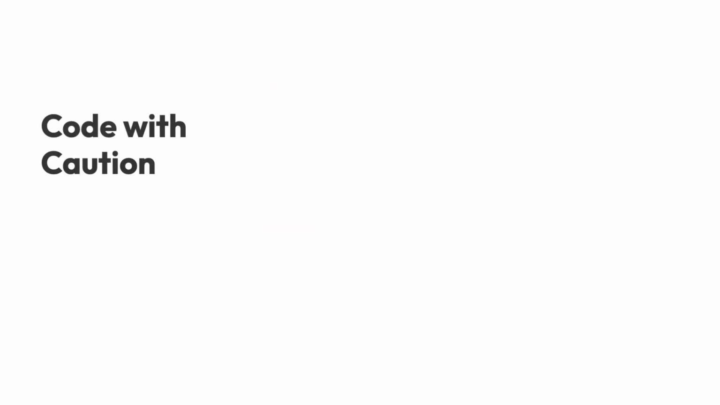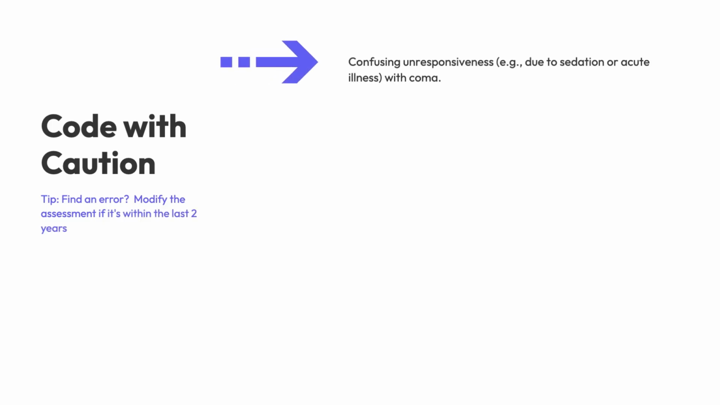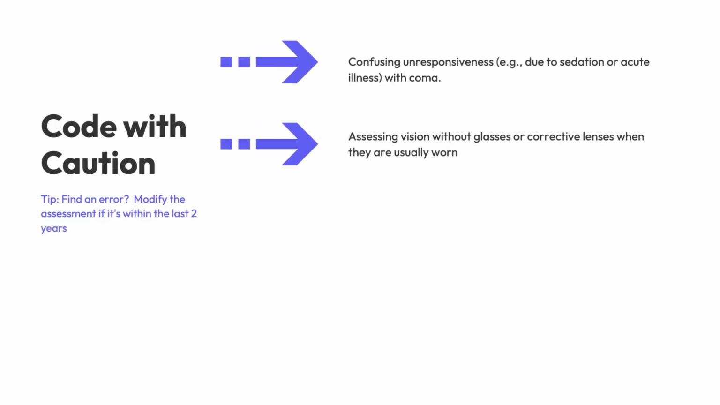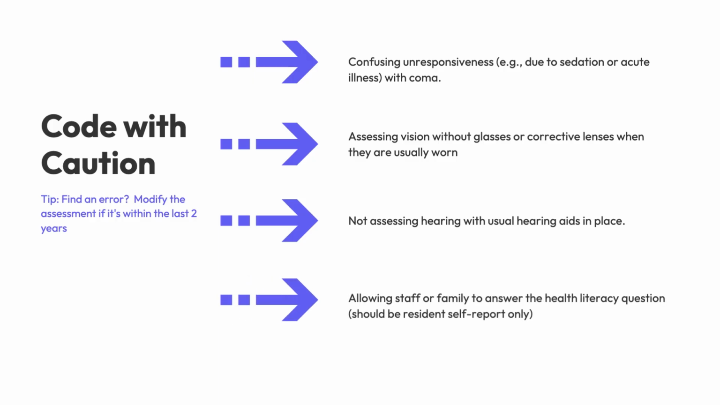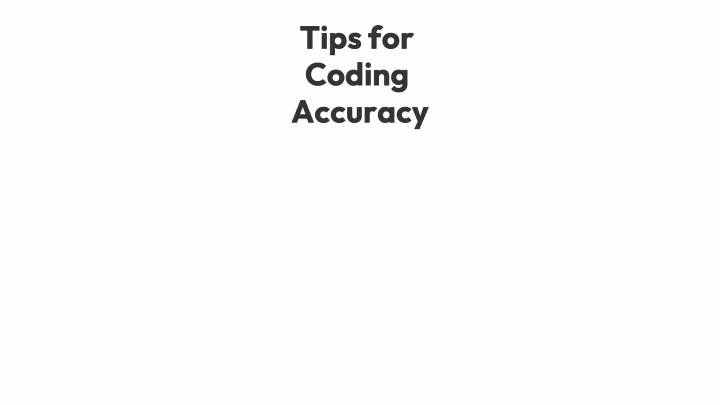When completing Section B, avoid common coding errors such as confusing unresponsiveness with coma, assessing vision without glasses or corrective lenses when they are usually worn, not assessing hearing with usual hearing aids in place, or allowing a staff or family member to answer the health literacy question, as this should be exclusively resident self-report. Section B plays a pivotal role in the resident's care plan, which is why coding accuracy is imperative.